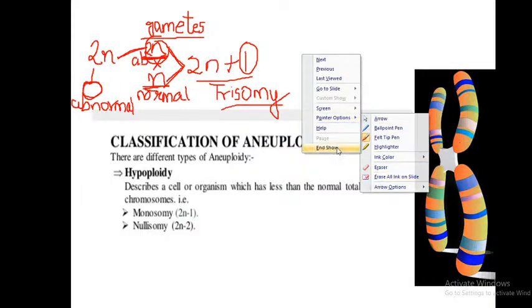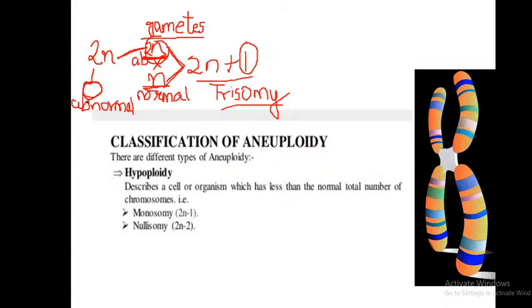We'll see how this is happening. In a gamete with a missing chromosome, the chromosome is missing because two homologous chromosomes went into one gamete, so this is abnormal and this is abnormal. Now, if this gamete with a missing chromosome is fertilized with a normal gamete with n number of chromosomes, the resulting individual will have 2n minus 1 chromosome complement, and this condition is known as monosomy. 2n minus 1.